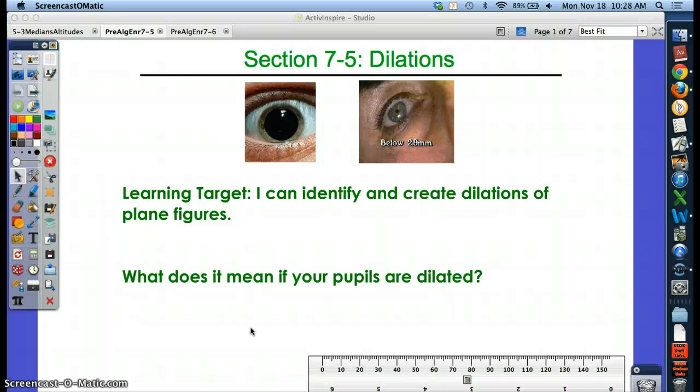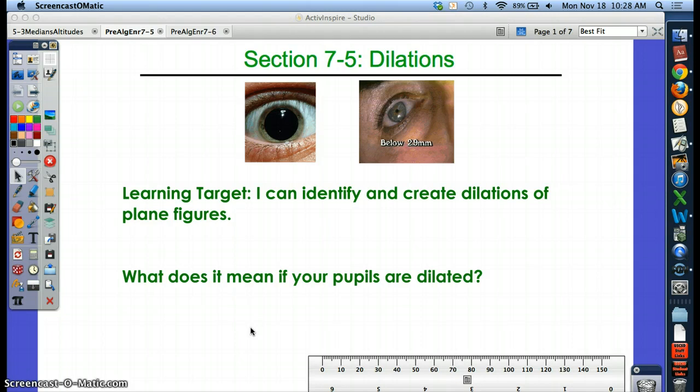So you may have gone to the eye doctor before, and they might have put these drops in your eyes to dilate your pupils. They're doing that so they can look into your eye, make sure that it's healthy, make sure everything in there looks good. We're going to be talking about dilations today. By the end of this lesson, hopefully you'll be able to identify and create dilations of plane figures.